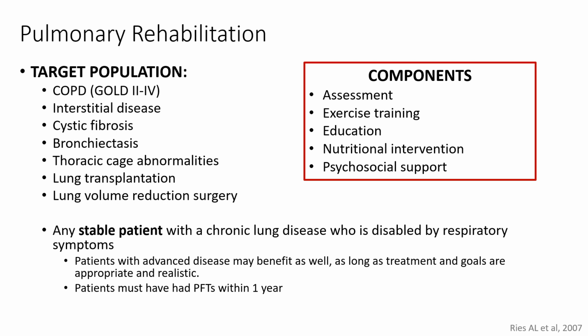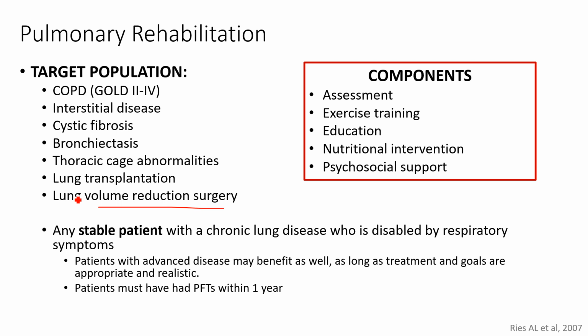The target populations that we see with pulmonary rehab, we have those listed to the left: COPD, GOLD classification 2 through 4. Typically, we want to see these in patients at a little more moderate stage and beyond. Obviously, patients with interstitial disease like IPF would be eligible, bronchiectasis, anyone after a lung transplantation or a lung volume reduction surgery like a lobectomy, and realistically, any stable patient with a respiratory disease or chronic lung disease, or after an acute surgery could be eligible for this, right?